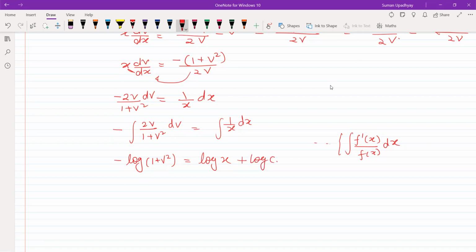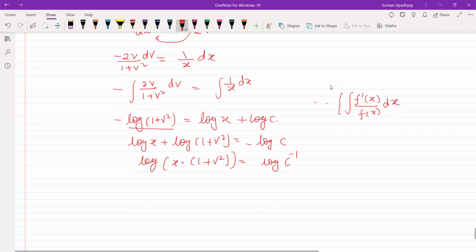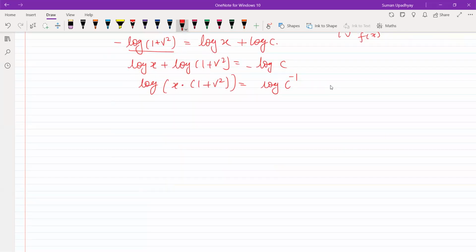Okay, is this clear? Yes, ma'am. Now what we can do, we can take integration. So this will become log of x plus log of 1 plus v square, and this is minus log c. Is this correct? What did I do? I took this term on the right hand side and took the power on the left side in the log formula. That also can be written, but I purposely wrote it this way. Then log of x into 1 plus v square is equals to log c raised to minus 1. Okay. Is this fine? Yes, ma'am.